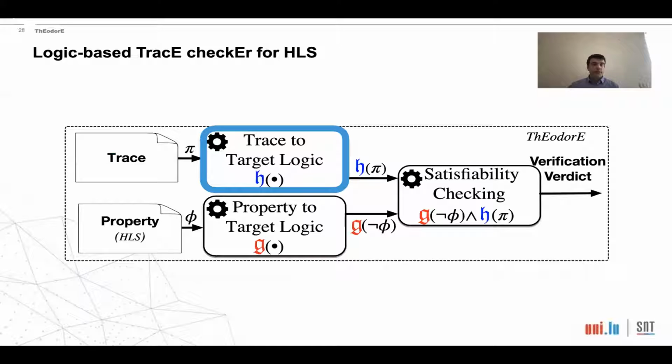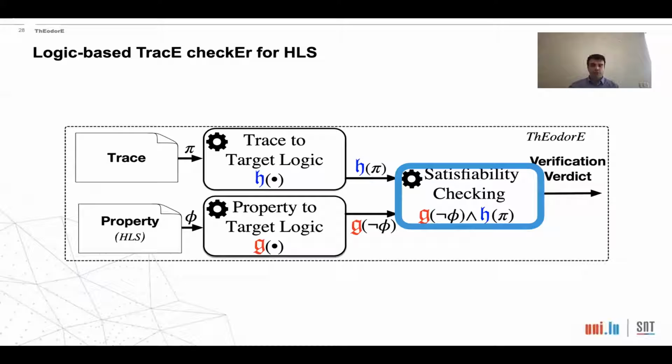First, the trace to target logic component translates the trace into the input language of the SMT solver. Second, the property to target logic component translates the requirement into the input language of the SMT solver. Finally, the satisfiability checking component verifies whether the generated formula specified using the target logic is satisfiable or not.